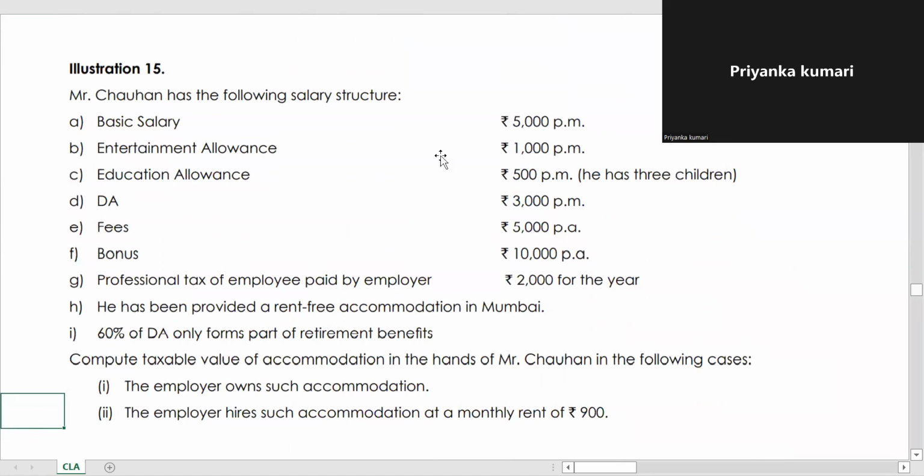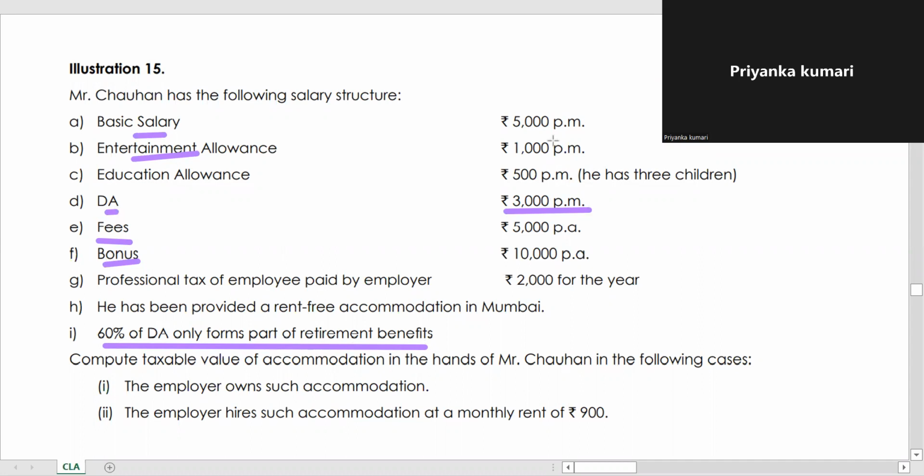क्या क्या हम लेंगे? Let's see. So we'll take basic salary. We'll take entertainment allowance. Okay. Fees, bonus will take, and DA will take 60%, which is forming part. Okay, how much will be 60%? 10% is 300, 1800. 1800 per month we will take DA.